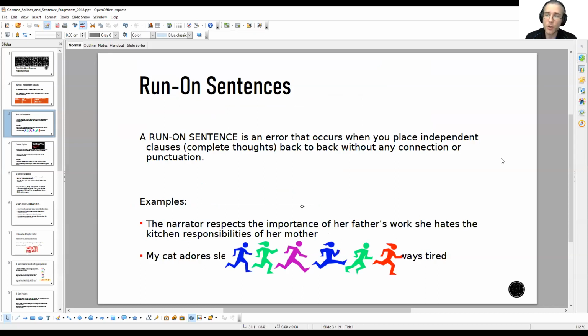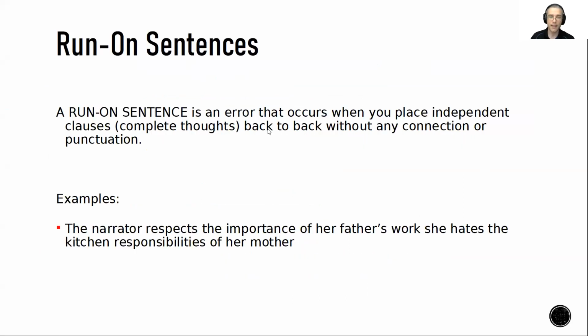So, the first of these grammatical errors that we're going to discuss is a run-on sentence. A run-on sentence is an error that happens when you have two independent clauses that are joined together improperly without any connection or punctuation. As an example, the narrator respects the importance of her father's work. She hates the kitchen responsibilities of her mother. Here, what we have are two sentences that are actually butted up against each other. We have two independent clauses that have been improperly joined together. At she hates, or work, she hates the kitchen responsibilities. Here, between work and she, there needs to be a period and a capital, or a comma and a coordinating conjunction.